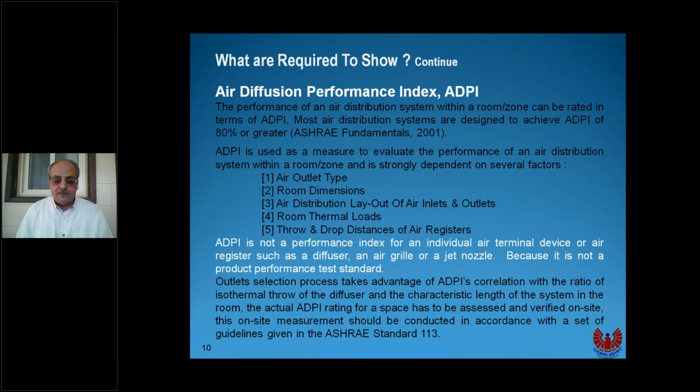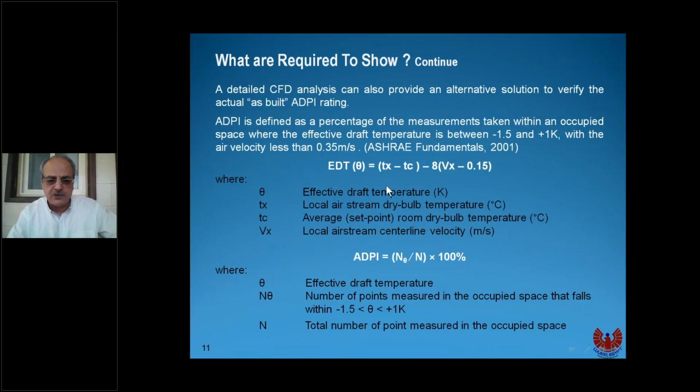Finally, the throw and drop distance. This means that it's a very important throw and drop. Normally, they are important in the temperature difference between the supply air coming from the outlet and the average room air, plus the jet velocity coming from the outlet. Here we can see simply, this is the equation of the effective draft temperature, and here the air diffusion performance index.